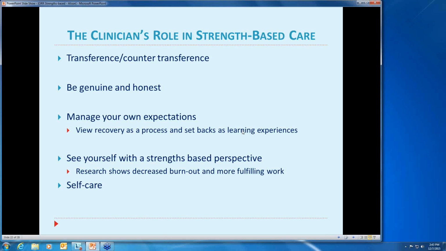One study actually even suggested that by taking a strengths-based approach to this type of work, it was mostly done with nurses, but it decreases burnout and people found that their work was more fulfilling. And then with our clients and the work that we do, it's really important that we view recovery as a process and that we don't see any setbacks as a permanent state, but we see them as learning experiences.